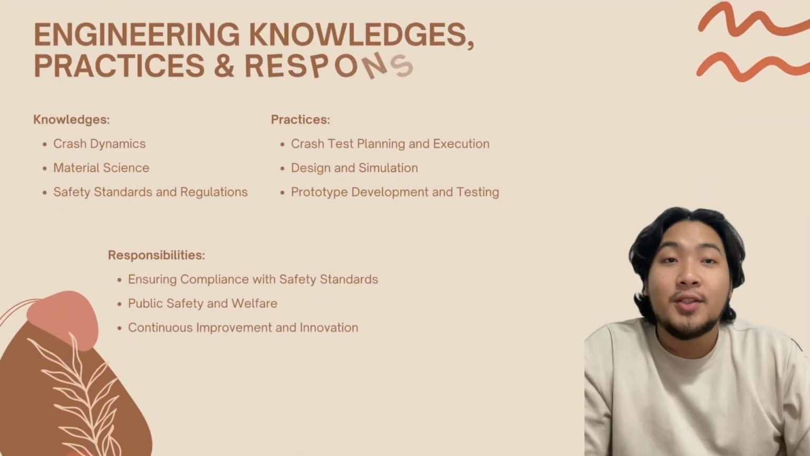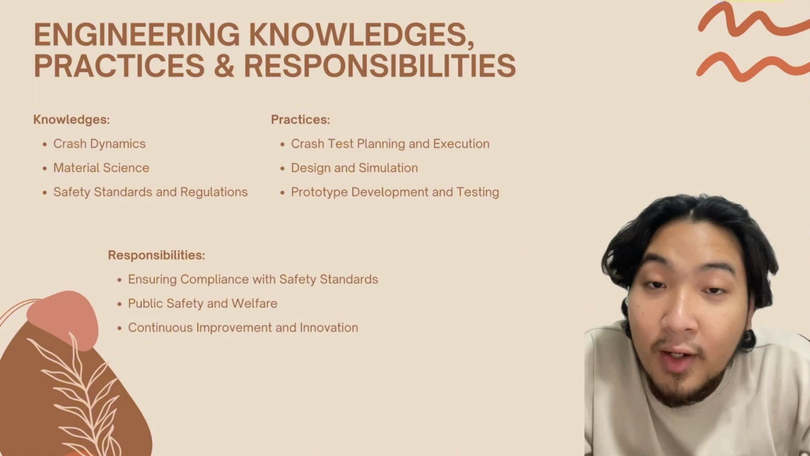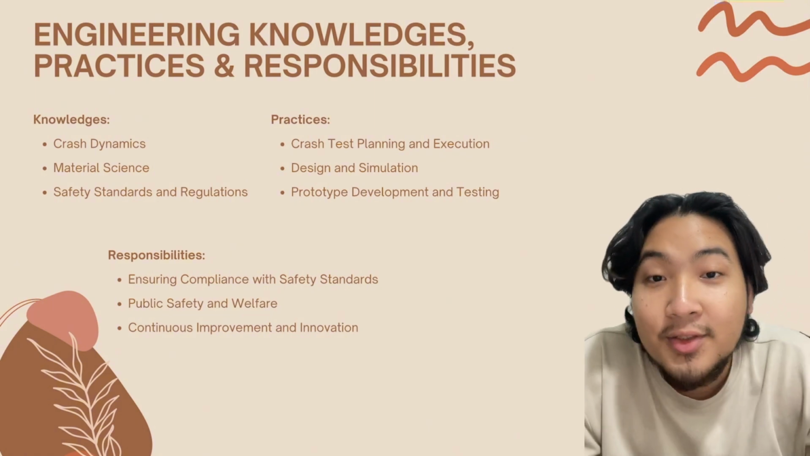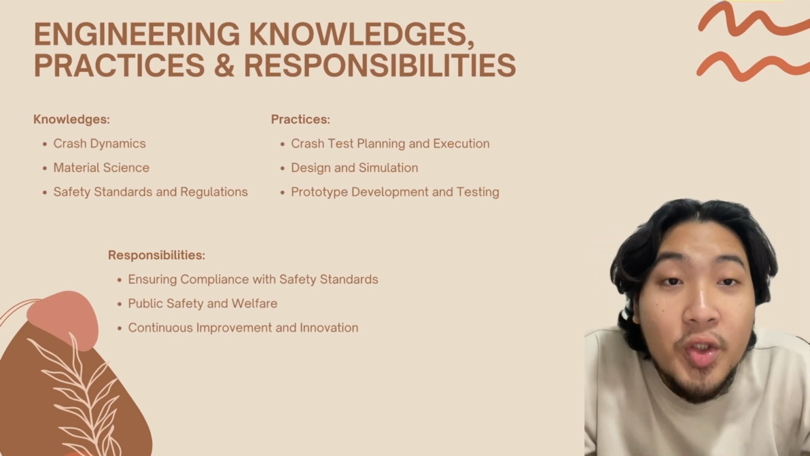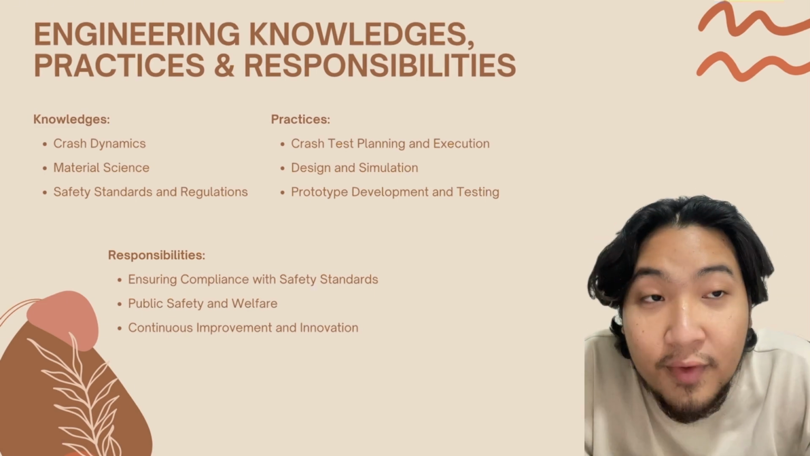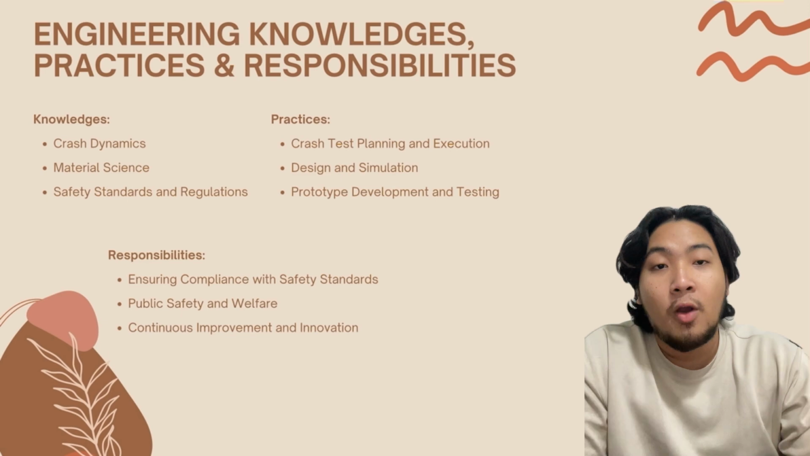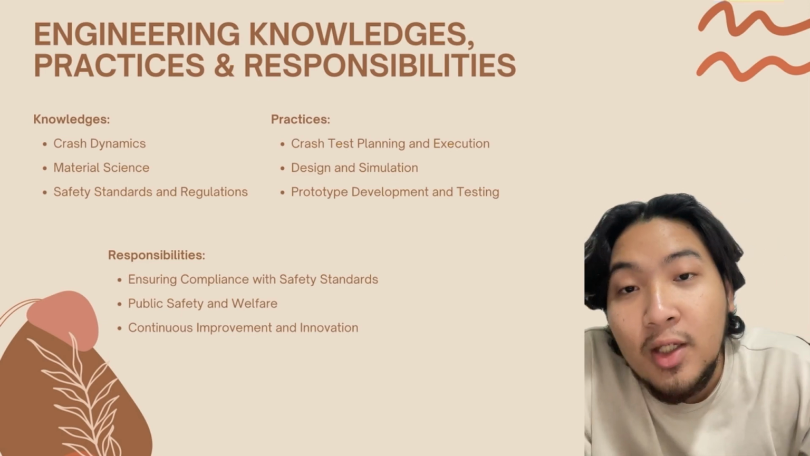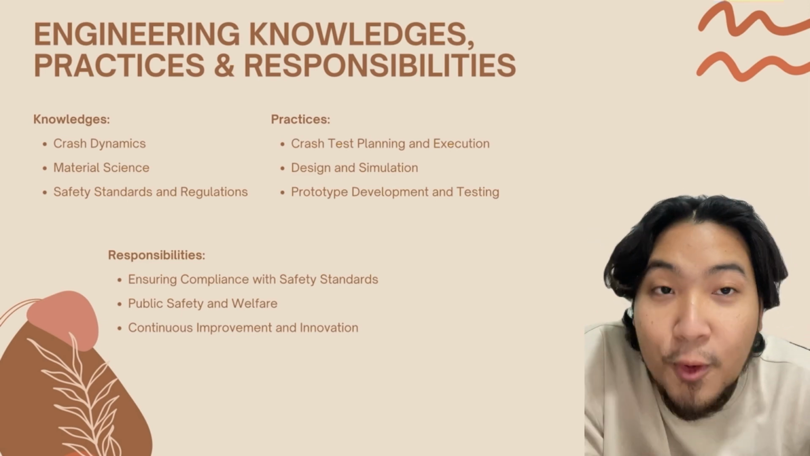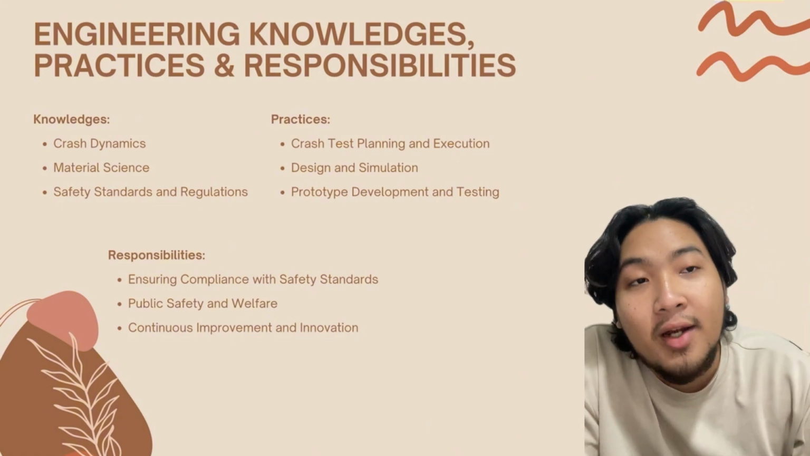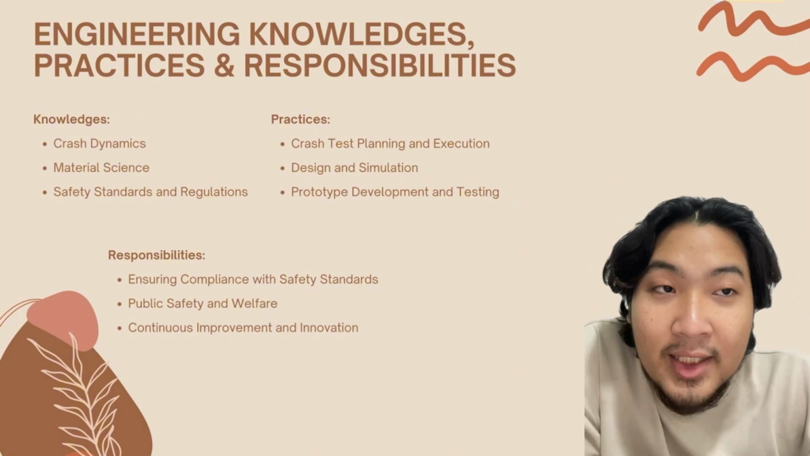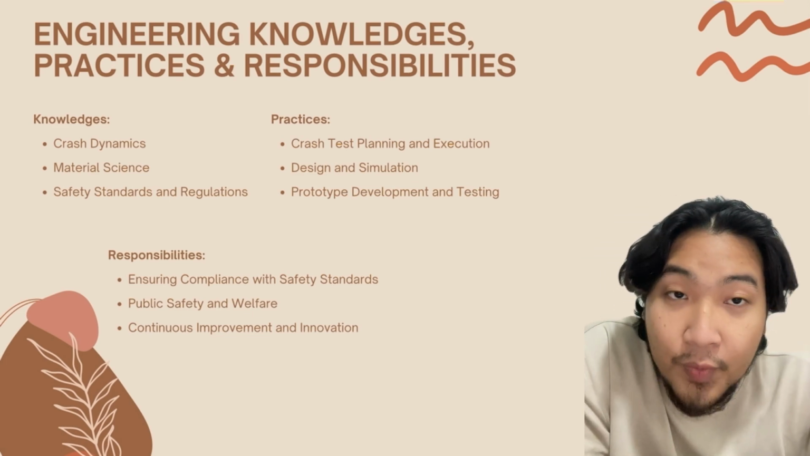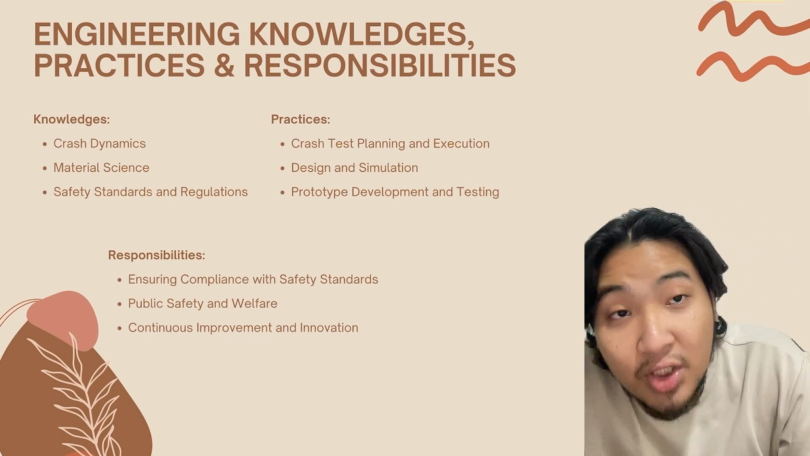Let's jump to the knowledge, practice and responsibility to identify your safety car. Okay, first one, let's talk about crash dynamics. In the engineering knowledge, we must understand the physics of crashes, including energy absorption, force distribution and kinematics of vehicle occupants during collision, which is crucial. Okay, next, material science. Knowing the properties of materials like high-strength steel, aluminium and composites helps us enhance a vehicle's crashworthiness. And familiarity with the safety standards and regulations such as UNECE and NHTSA is vital to ensure our tests meet these stringent requirements.